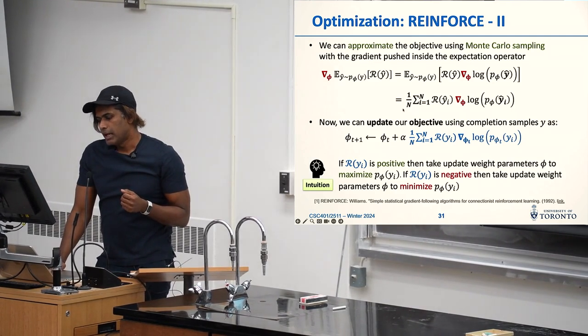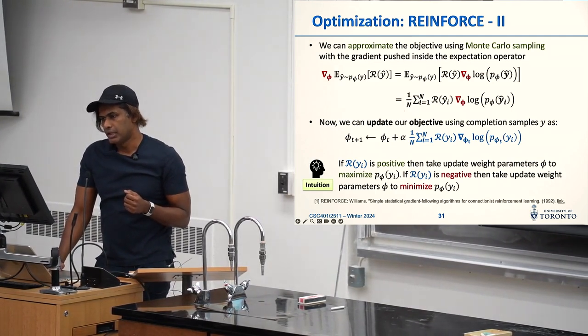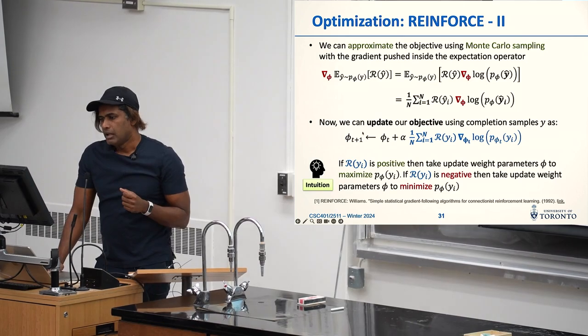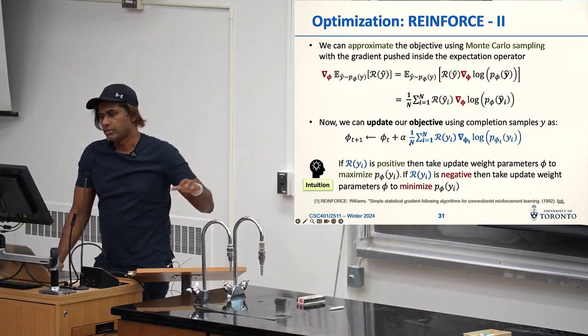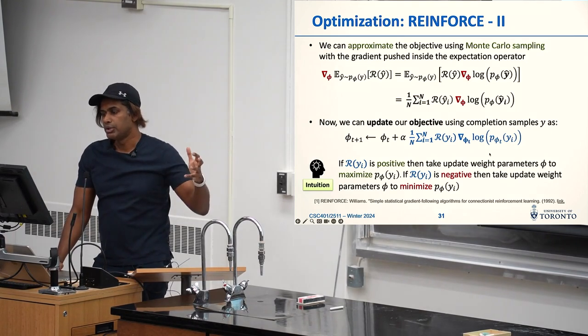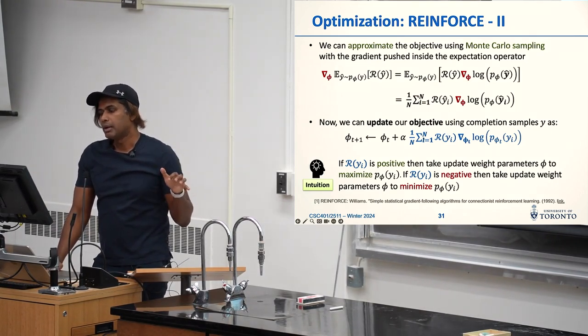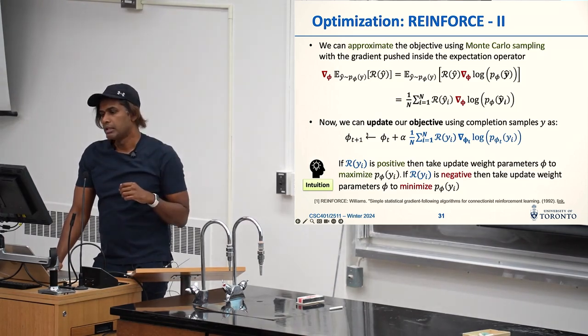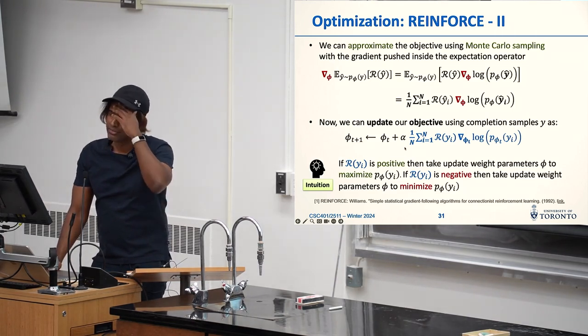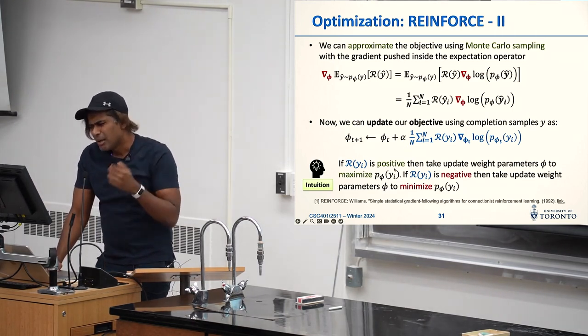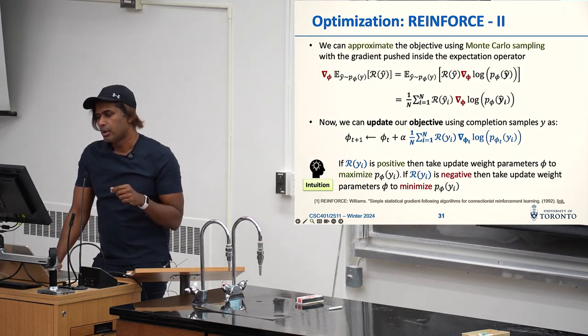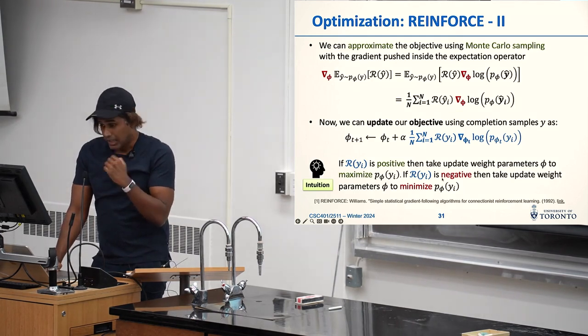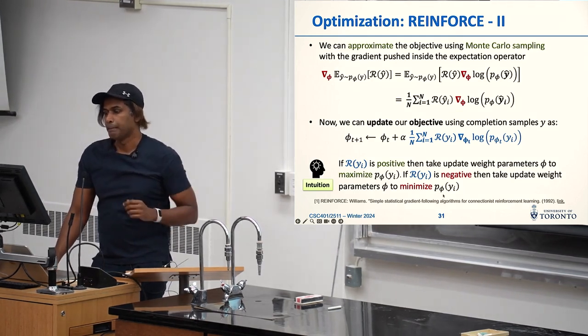So now we can go back to our objective here. Remember that slide with the equation where I said that the blue part is something we couldn't do using SGD? Now we can do an update by replacing it with the REINFORCE method, okay? Now we can update the parameters in this way. And the intuition is what I said: if the reward is positive, then update the weight parameters phi to maximize this probability, parameterized by phi. If R_i is negative, then update the weights to minimize this probability, okay?